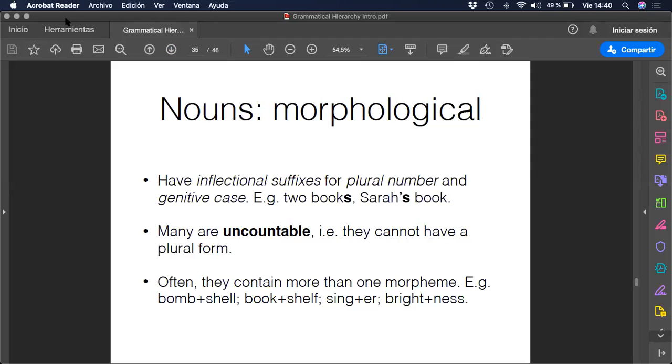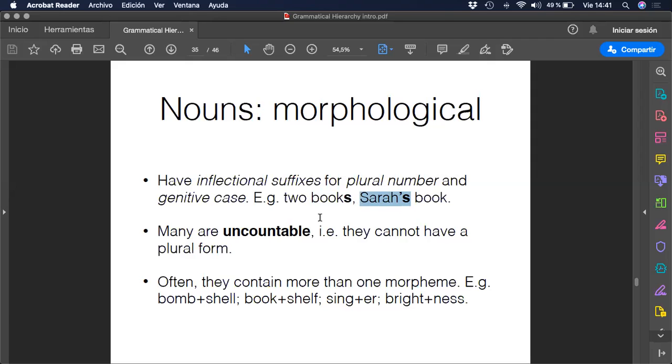Nouns, morphological, have inflectional suffixes for plural number and genitive case. 2 books, Sarah's books. Y aquí les voy a pedir que anoten en donde dice inflectional suffixes for plural number, that is Z1, and inflectional suffix for genitive case, that is Z3. In the examples then, you have that one is a Z1, and this another one is a Z3. Okay.